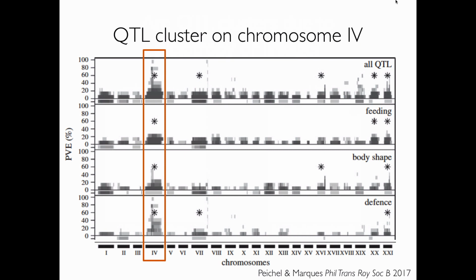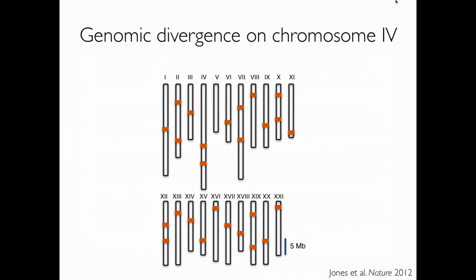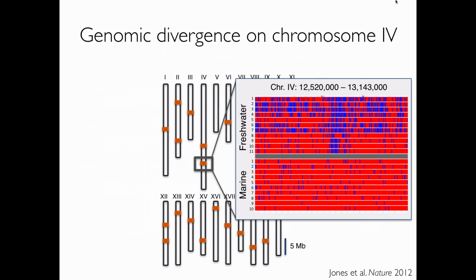So Sophie's been focusing on this QTL cluster on chromosome 4. This cluster is large. There's lots of traits that map there. It overlaps with a region of genomic divergence on chromosome 4. Felicity Jones did beautiful work sequencing the genomes of marine and freshwater sticklebacks from around the world and found about 80 regions of the genome that are repeatedly diverging between marine and freshwater sticklebacks. And one of these is on chromosome 4. Basically there's this region of about 16 kilobases where we see fixed differences between marine and freshwater sticklebacks, and that's true of sticklebacks from around the world. So we've really been honing in on this particular region of the genome.